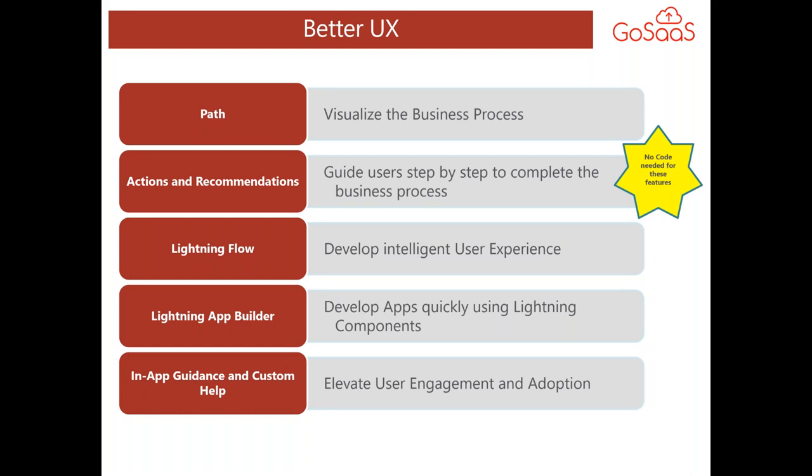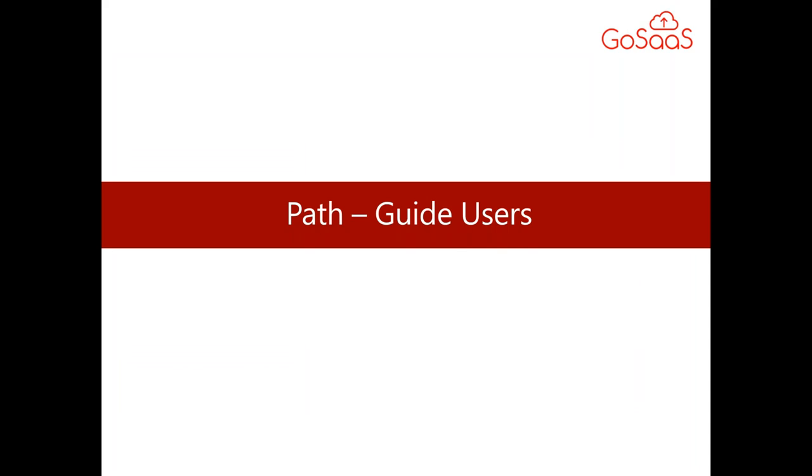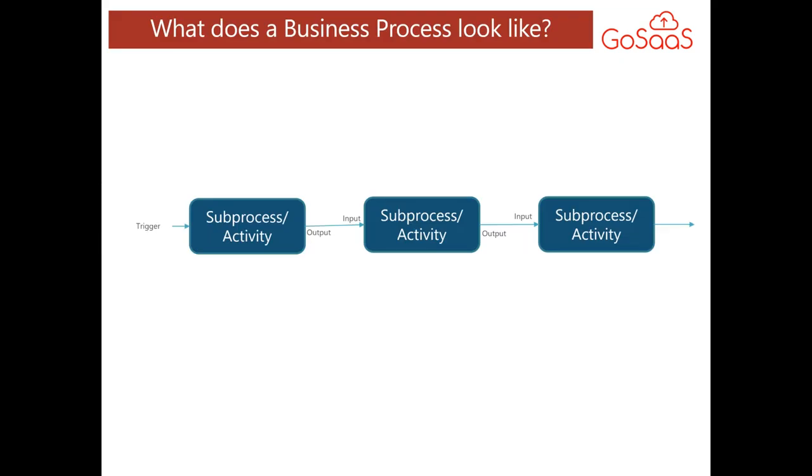Okay, so let's start with path. Path can be used to guide users. If you look at any business process, at the end of the day, this comes down to specific activities and maybe sub-processes that take certain input and provide certain output. I know this is an oversimplification of complex business processes, but for the sake of conversation, I just came up with this graphic. If you look at any process, for example, a hiring process, or a customer service process, or let's say a loan origination process, you go through specific steps that take certain input and output.